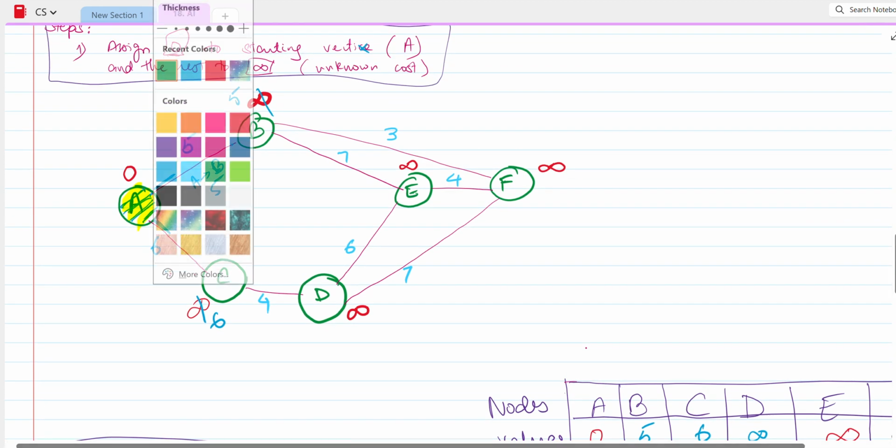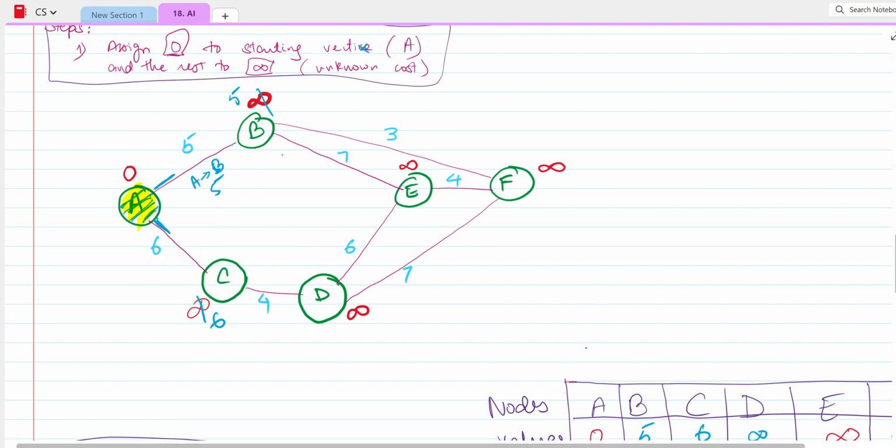We came to B, you can use another color to mark it. Now at B, how many nodes are connected to it? A, E and F. Now again A is already processed, we are not going to look at it, so we are going to look at E and F.